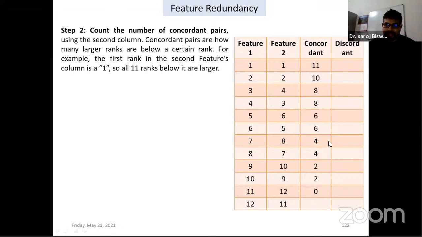Similarly for 8, for 7, for 10, for 9, and for 12. But for 11, we cannot count because below 11 there is no rank. That's why we cannot find any concordant for 11 here. So we found the concordant pairs of feature 2.